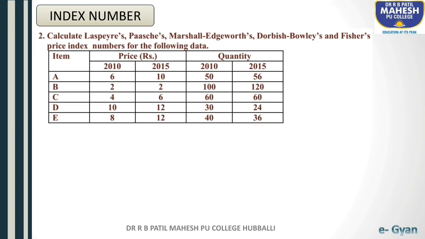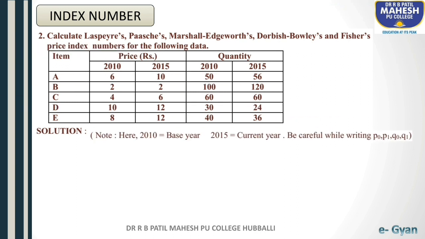The question is: calculate Laspeyres, Paasche, Marshall Edgeworth, Dorbish-Bowley's and Fisher's price index numbers for the following data. The first column gives the item, then the price of 2010 and 2015, then the quantity of 2010 and 2015. So in this question we have to find from Laspeyres to Fisher's. Solution.